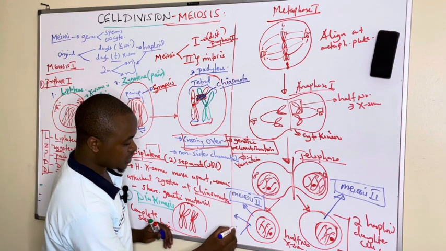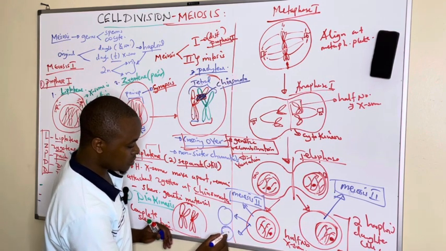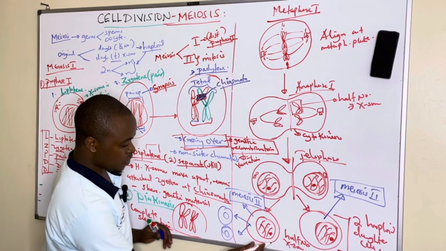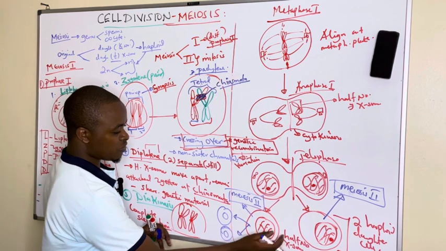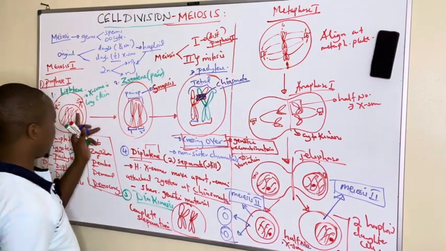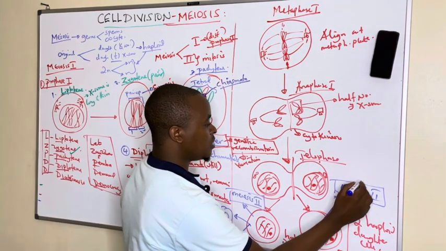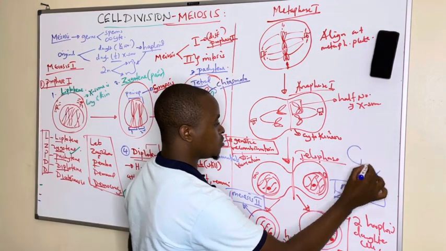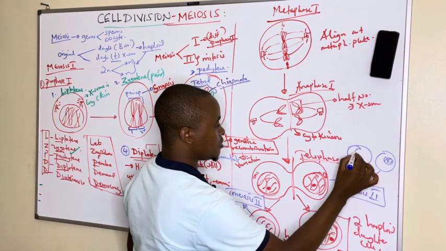So at the end of this, it will also produce 2 other cells which are identical to it, and they also have half the number of chromosomes of the original. For them, they will remain with the half number. So they are identical to this, but this one is not identical to this. We shall see even this one undergoing meiosis 2. At the end, it will also produce 2 other cells with half the number of chromosomes of the original parent.